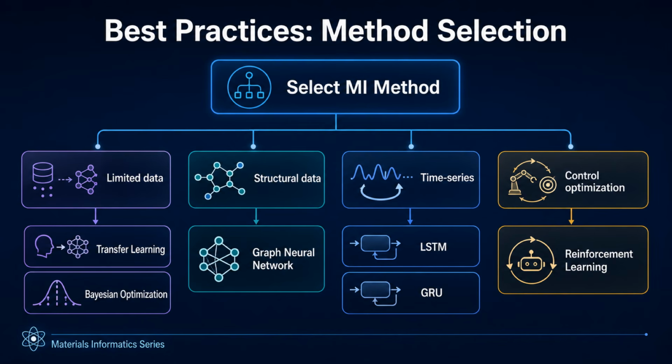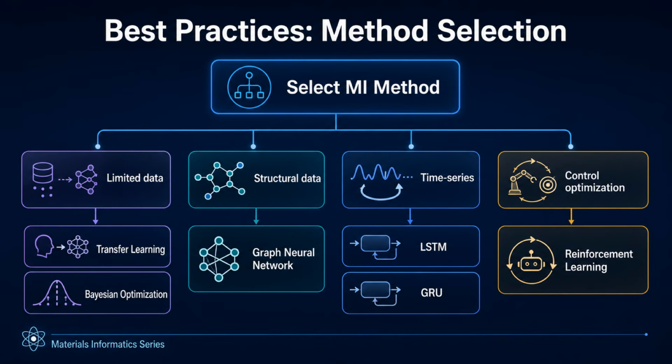Match your MI method to the problem characteristics. Limited data suggests transfer learning from related domains or Bayesian optimization for sample-efficient search. Structural data, like crystal coordinates, calls for graph neural networks that learn directly from geometry. Time series data like cycling curves suits LSTM or GRU recurrent networks. Control optimization problems benefit from reinforcement learning. There's no universal best method.